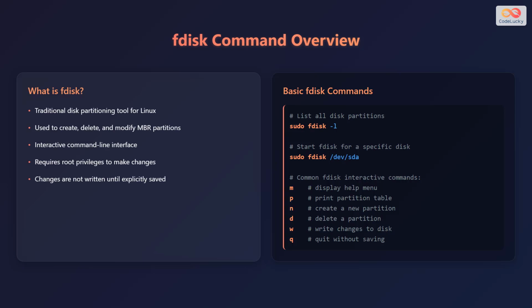Here are some basic fdisk commands. To list all disk partitions, you can use the command sudo fdisk -l. To start fdisk for a specific disk, use the command sudo fdisk followed by the device name, such as /dev/sda. Some common fdisk interactive commands are m to display the help menu, p to print the partition table, n to create a new partition, d to delete a partition, w to write changes to the disk, and q to quit without saving.